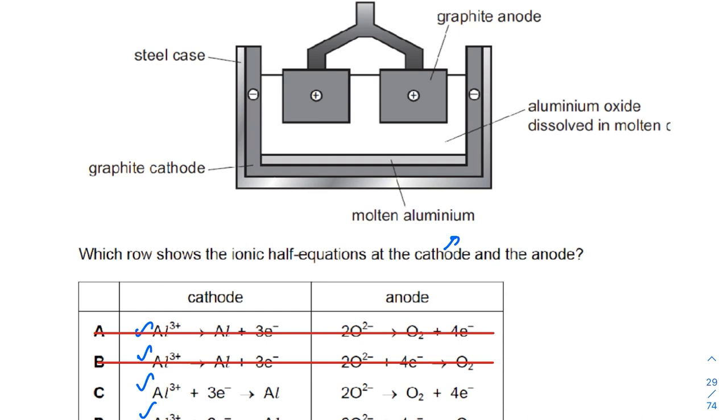Coming to the next, oxygen. Oxygen at anode, what will happen? It will lose 2 electrons. So therefore option C is correct and option D is going to be wrong. Oxygen will not gain electrons, whereas oxygen will lose electrons. Aluminium will be gaining electrons to form aluminium. So option C is going to be the answer.